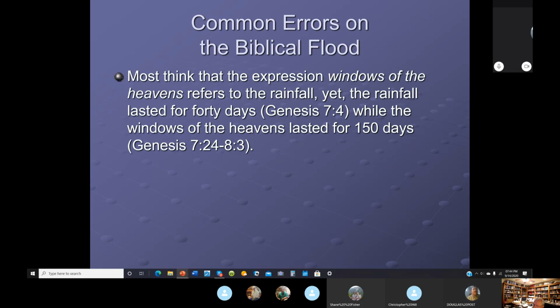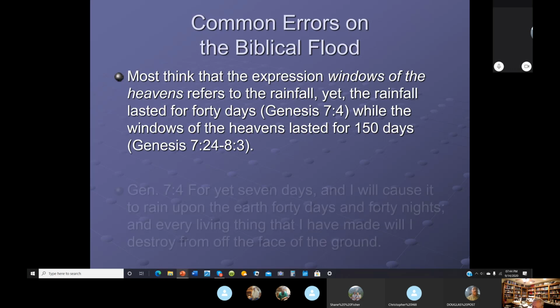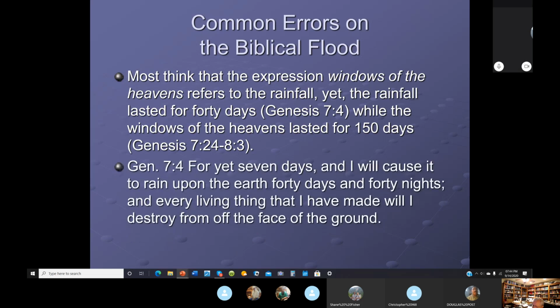Most think the expression windows of heaven refers to the rainfall. Yet the rainfall in Genesis 7:4 lasted 40 days, while the windows of heaven lasted 150 days. Here are passages for it. And yet 7 days, and I will cause it to rain upon the earth 40 days and 40 nights. So now let's stop here. He gives him a warning. In 7 days, the rain's going to start.